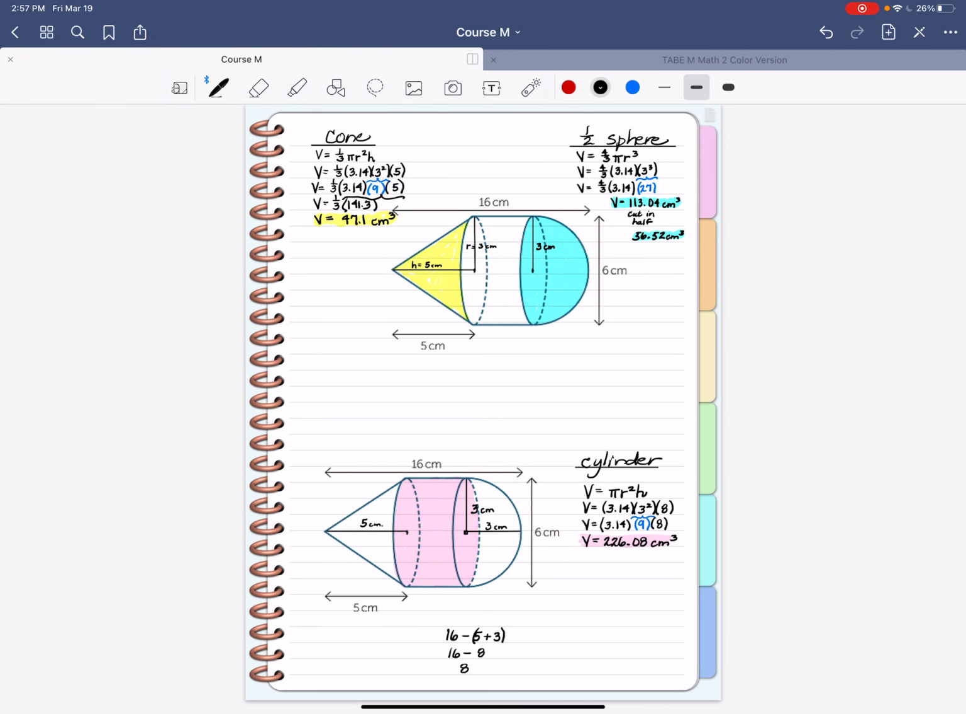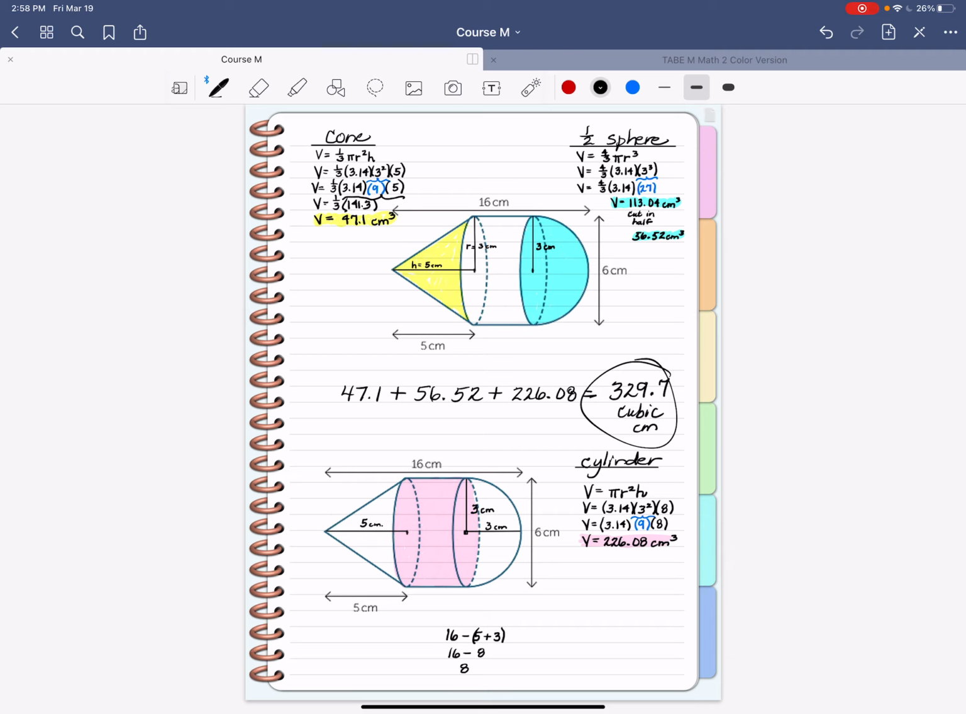So the composed volume is going to be the cone plus the half of the sphere plus the cylinder. I'm going to add that on my calculator. If you had to do it by hand, you need to line up the decimals. I got 329.7 cubic centimeters. And that, my friends, is the answer.